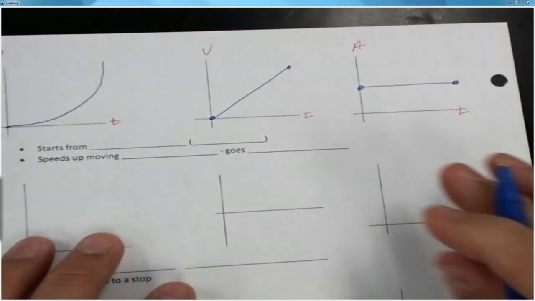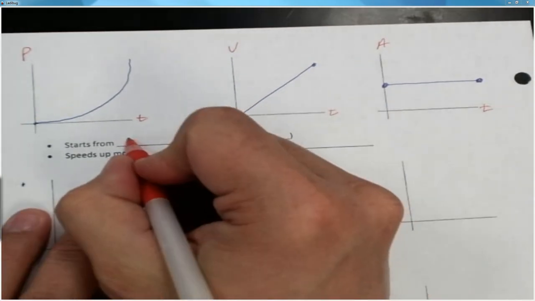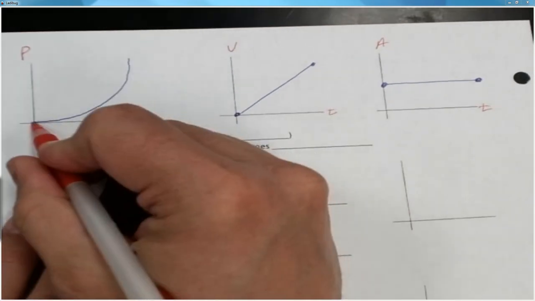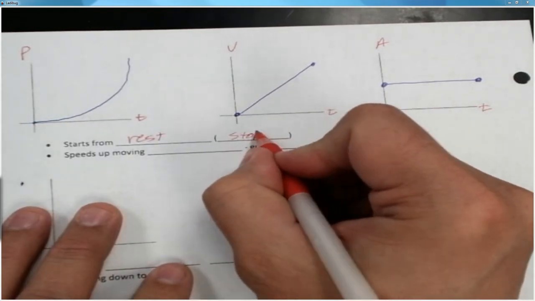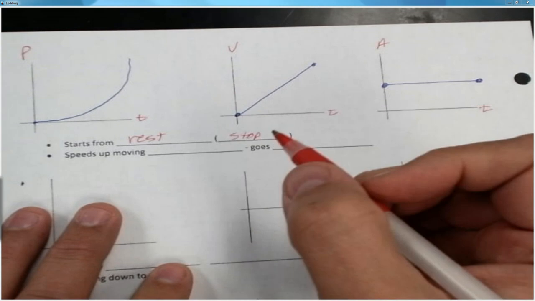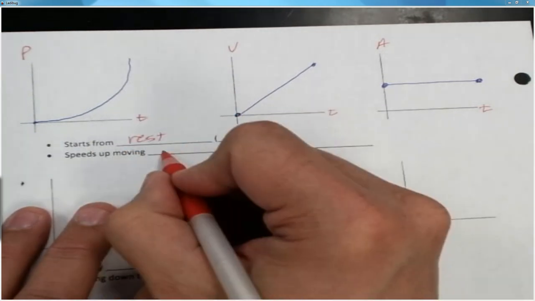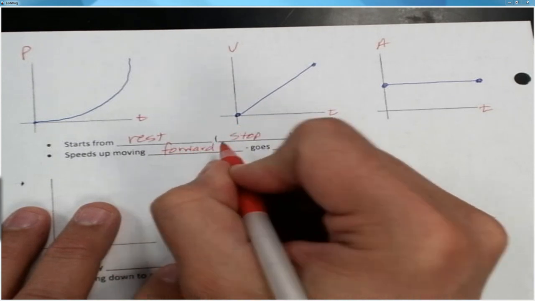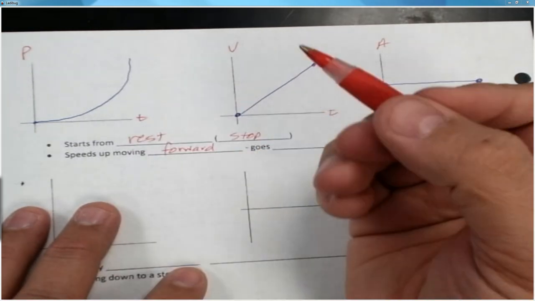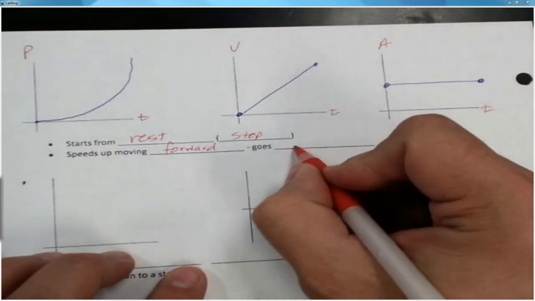So hopefully you're starting to make sense of this. You're going to start from rest, because you're not moving here. Or you could say stopped. You're going to start from a rest or a stop, and you're going to speed up moving. Are you forward or backwards? Well, we're going forward here. And are we going to get faster or slower as we go? Well, we talked about that. You get faster, faster, faster. So this goes faster.